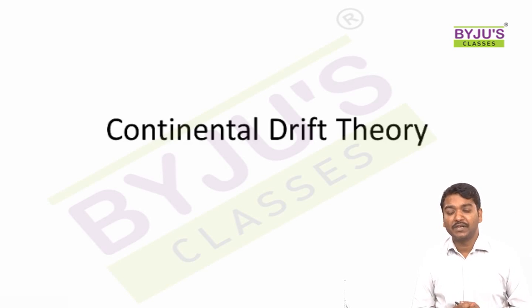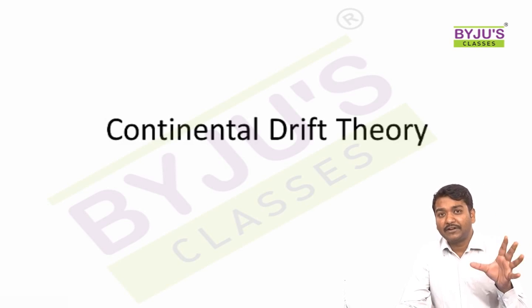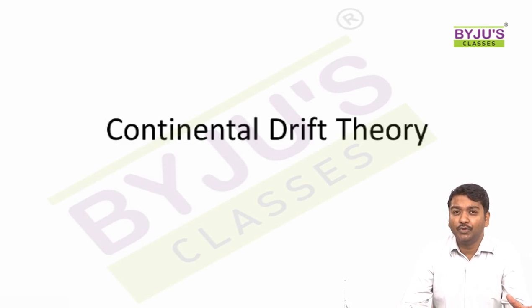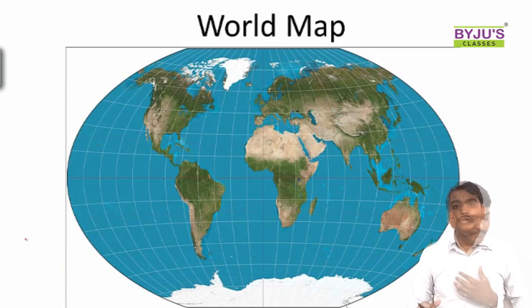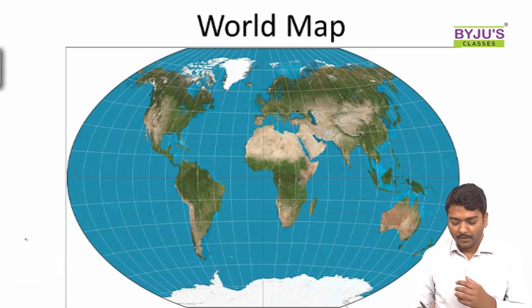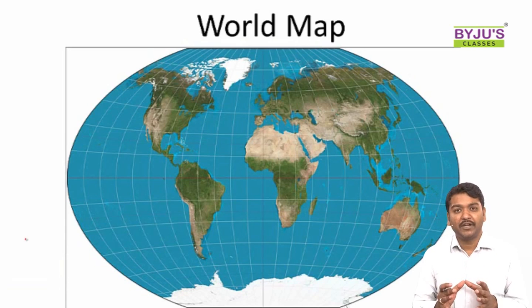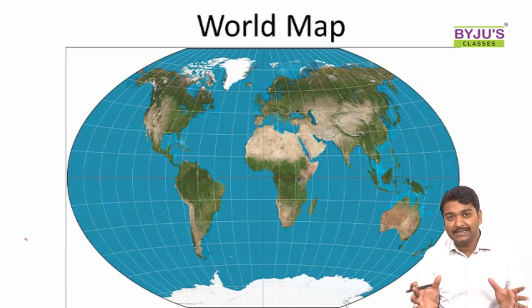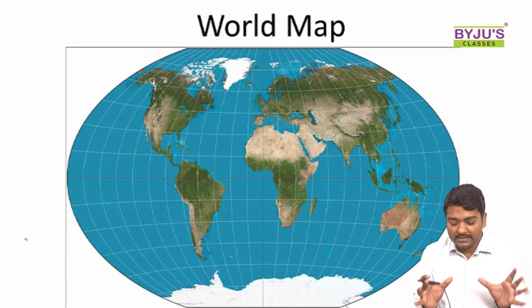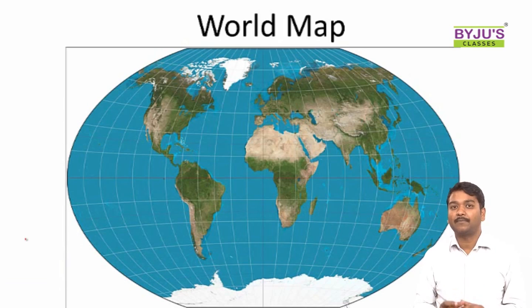So let us begin with Continental Drift Theory. To begin with, I don't want to get directly into what has actually happened. First, I want you to observe the world map. Most of you, right from your childhood, have been seeing these maps, right? What is the peculiarity that you find in the map? Is there anything which interests you?